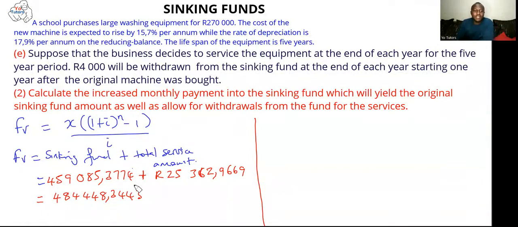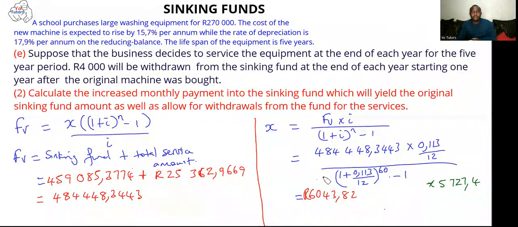So what do we do now? Again, we come back and say, okay, what is our X now? What is our new monthly payment, so that we can cater for both buying a new machine and servicing the machine? Now this is going to be X. Remember from our formula, it's FV times i, all over (1 plus i) to the power of n minus 1. Okay, let's substitute there. So this is what we're going to get now.